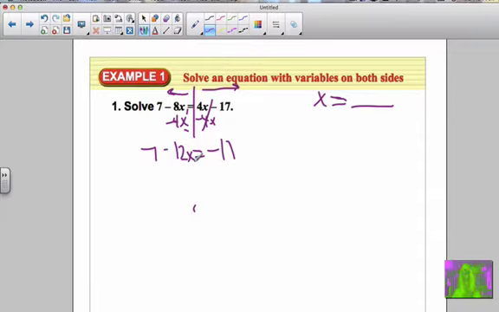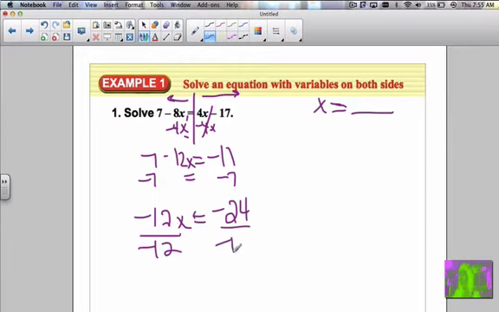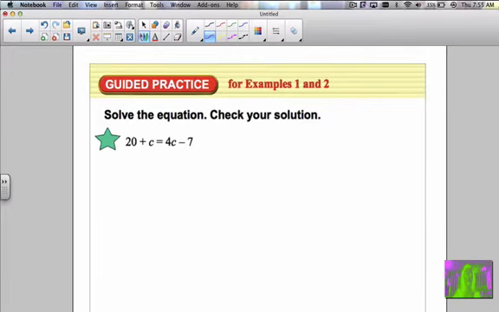Now we need to do a two-step equation and get the variable by itself. So I'm going to subtract 7 because it's a positive 7, leaving negative 12x equals negative 24. All right, so now once I get to that part, I need to divide by negative 12, divide by negative 12, and I get x equals positive 2. Okay, go ahead and try this example on your own.